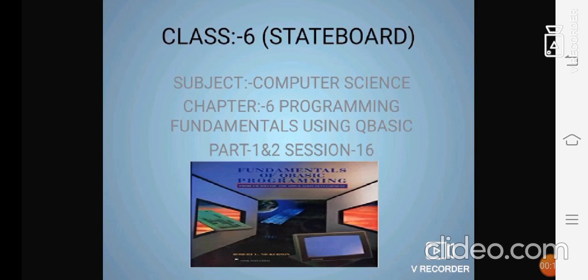Subject Computer Science, Chapter 6. We are learning Programming Fundamentals using QBasic, Part 1 and 2, Section 16. Why I said Part 1 and 2 is that we are revising this lesson. We have already completed this lesson in the previous videos 1 and 2. So I'm revising this again for you all before we enter into question and answers.